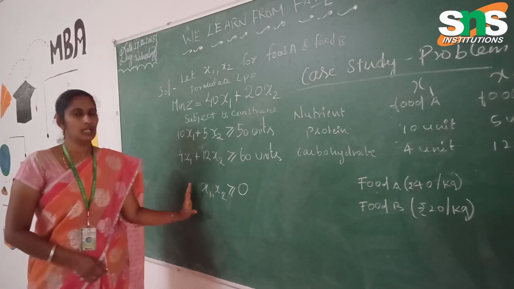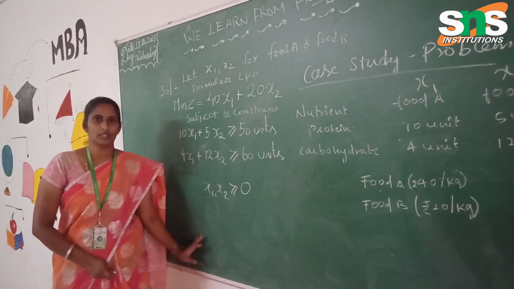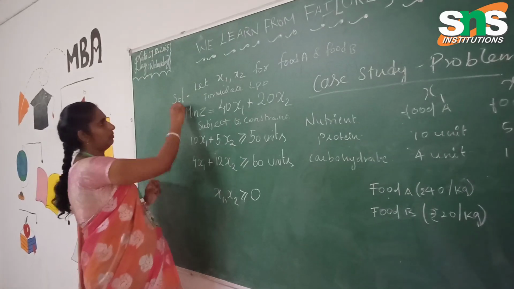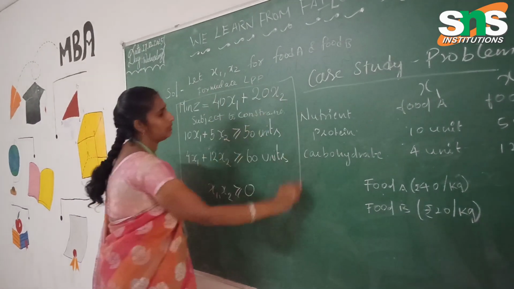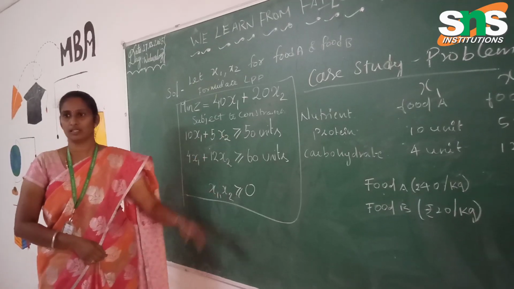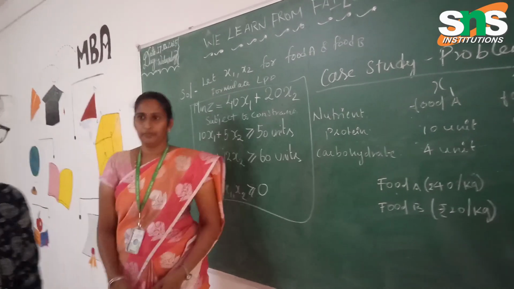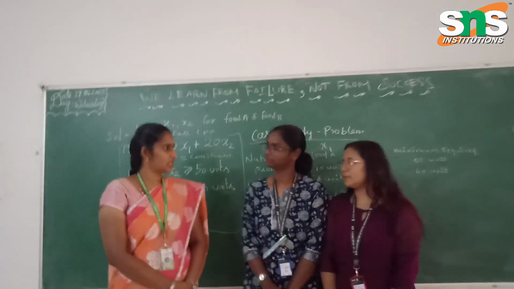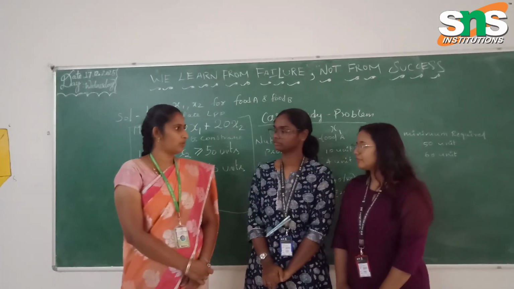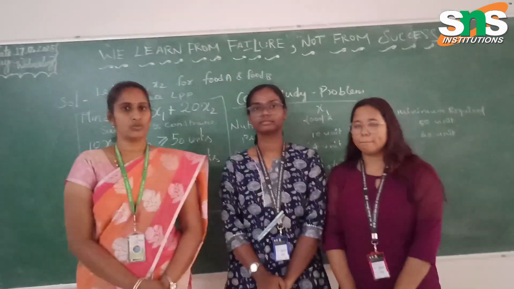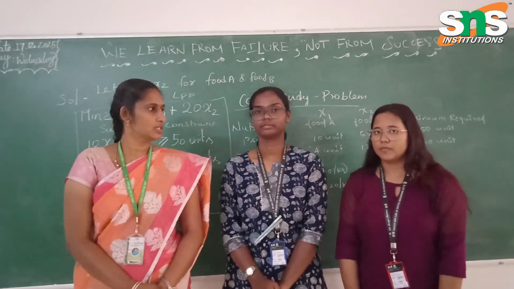So these are the contents we are going to study. We are going to consider these types of LPP. For minimization you can use this formula, and for maximization you can change it to less than or equal to. Students, have you understood this? We have selected a good case study problem to solve the LPP. I think it will be very useful for everyone. So thank you, students. Thank you.